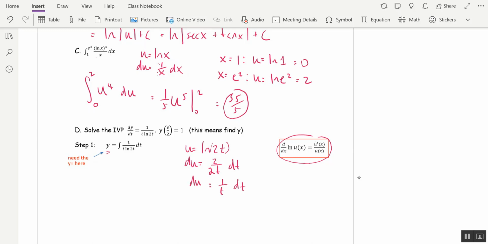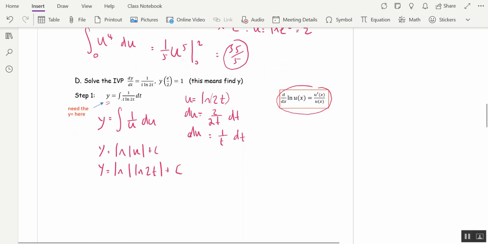All right. So this becomes the integral. I have a 1 over t dt, that's taken care of by the du, and what's left is a 1 over u. So 1 over u du, that's y. That's ln of the absolute value of u plus c. So y is ln of the absolute value of ln of 2t plus c. So there are two natural logs there. Step 2 is to find c.